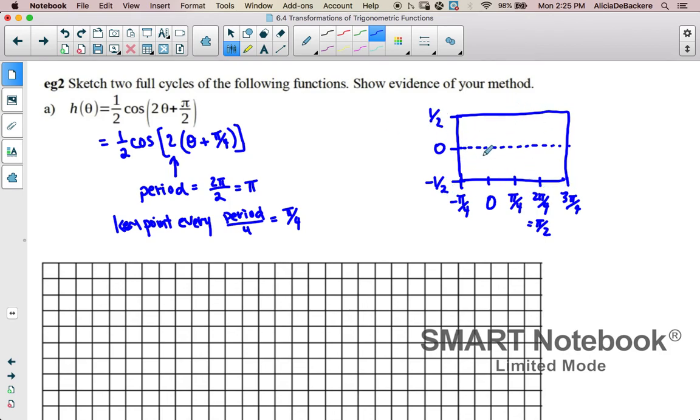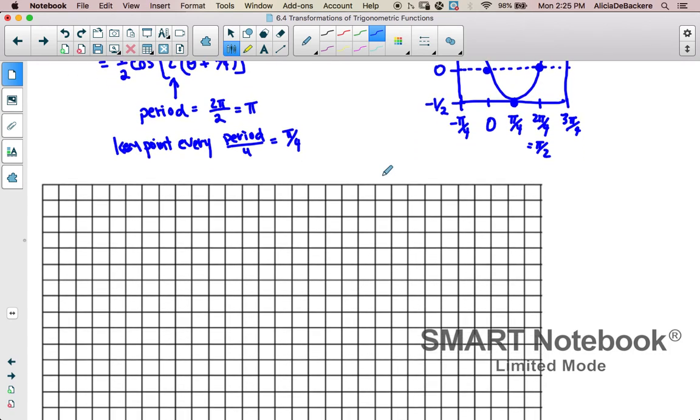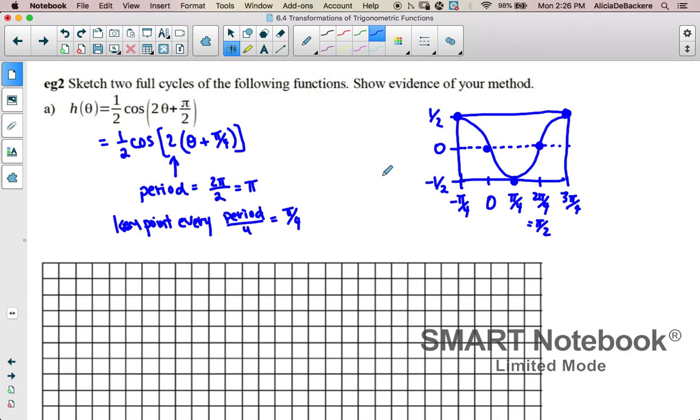I just have to figure out what's the shape inside the box. So this time I have a cosine curve that tells me that it's either going to start at a maximum or a minimum. It's a positive half out front, so it starts at a maximum. If it starts at a maximum, the end of the cycle is going to end at a maximum. The middle of the cosine curve is the opposite, and then those in between guys are on the axis. So this is what my graph is going to look like, and now I just have to recreate it on the grid. I'm going to pause the video while I do that.